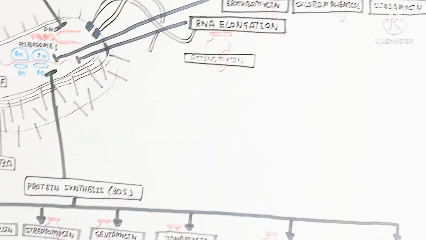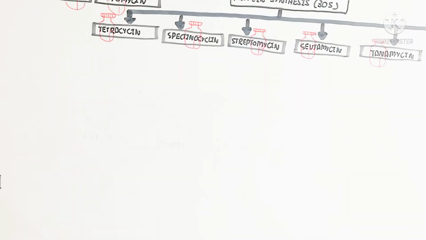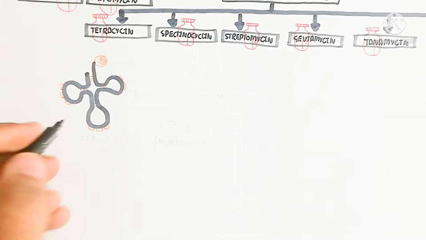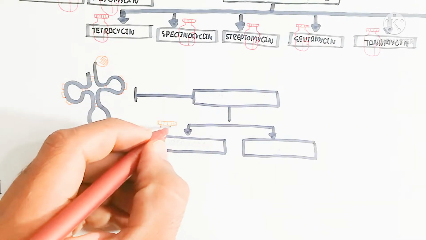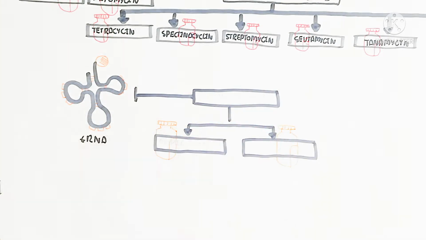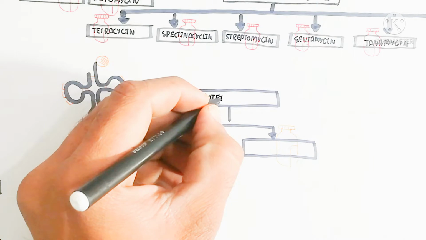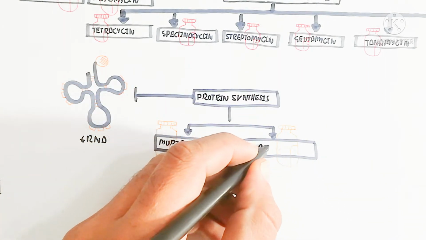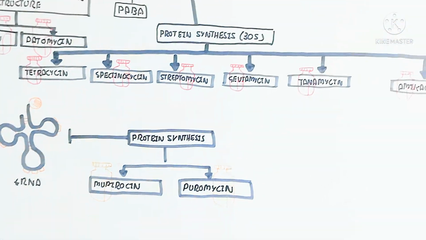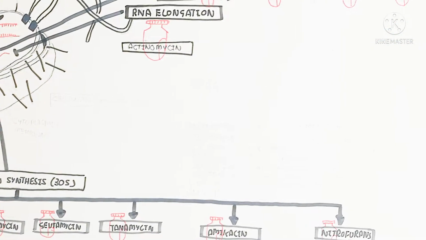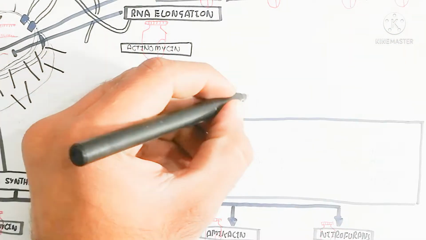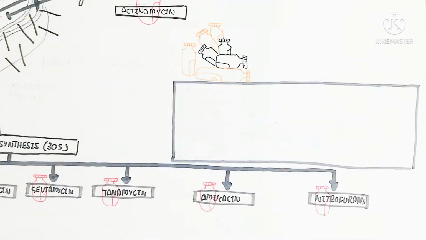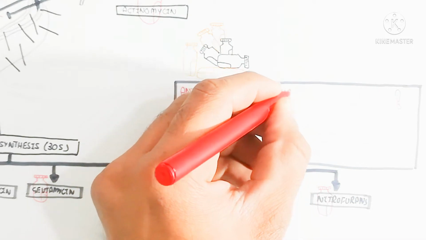So let's understand another way, protein synthesis through transfer RNA. This protein synthesis through transfer RNA can be inhibited by mupirocin and puromycin. These two types of antibiotics can inhibit the transfer RNA, so the synthesis of the protein will be inhibited. In this way, the bacterial cell will be damaged.